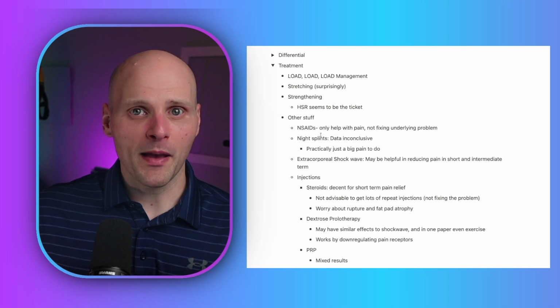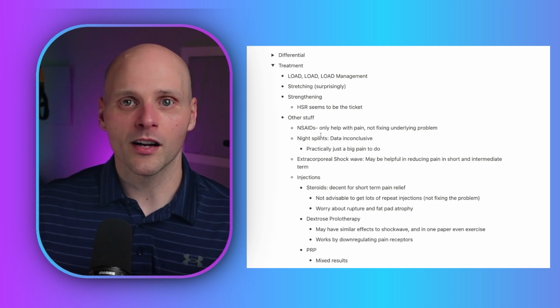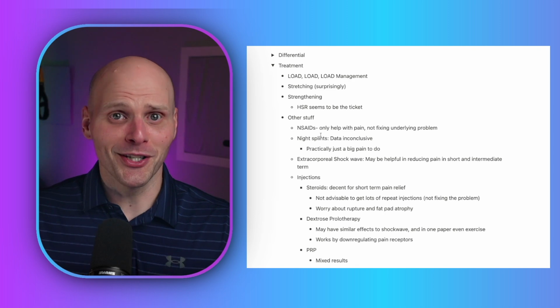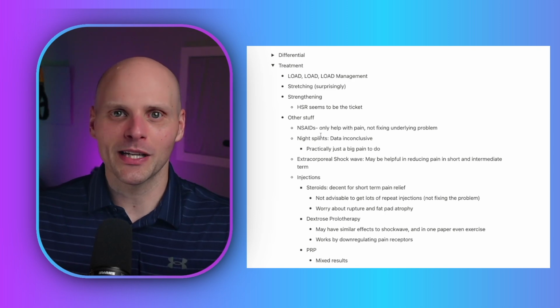NSAIDs only help with pain, not fixing the underlying problem, because you are all geniuses now and know this isn't caused by inflammation. It's more degenerative, but NSAIDs are good at knocking down pain. So if we need to, we can do it.